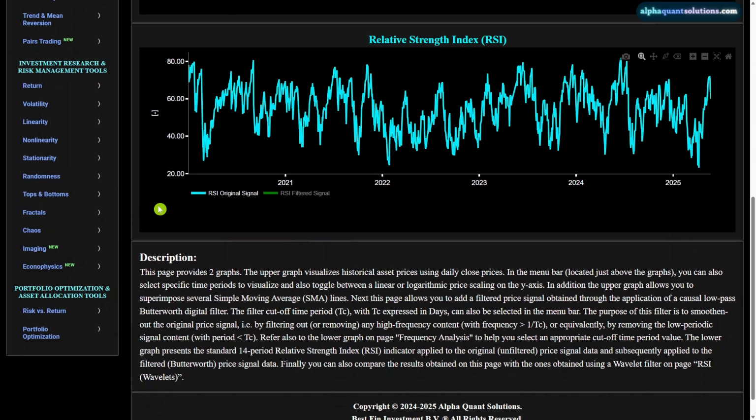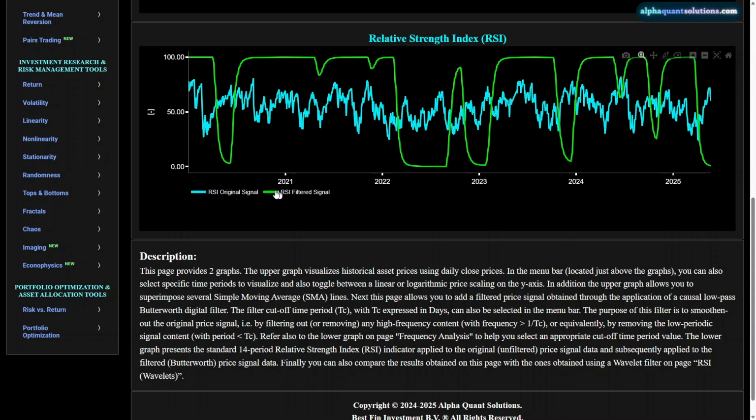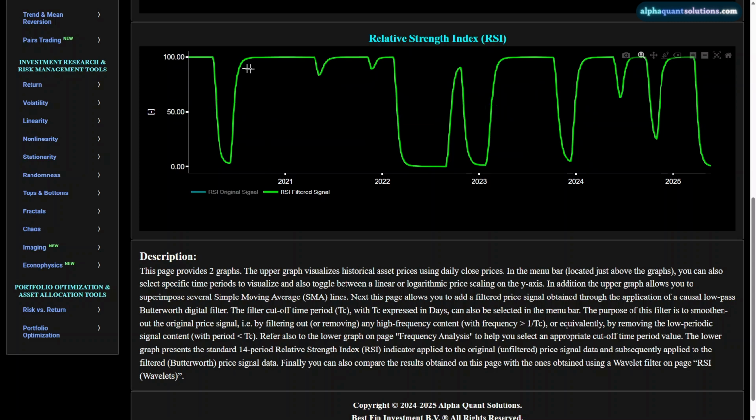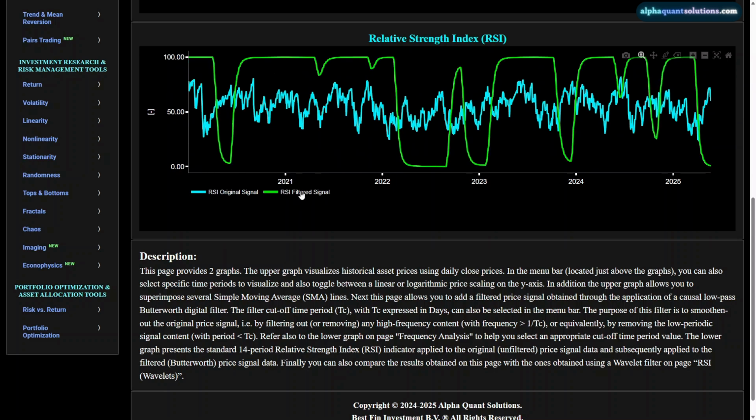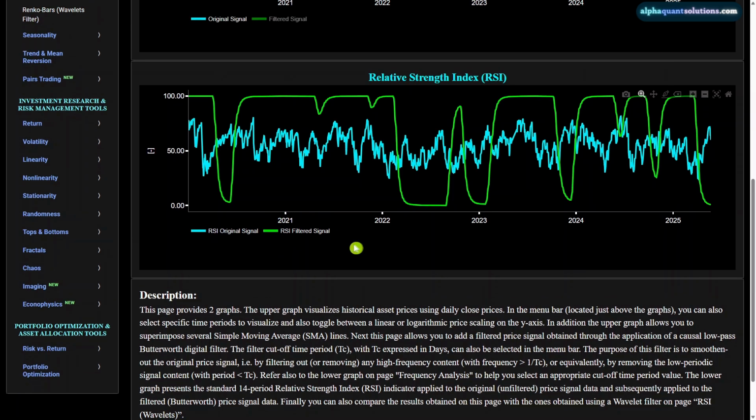Which RSI would you prefer, blue or green? So the green, that is smooth, more polished, a bit more stable, or blue, that is noisy, choppy, and volatile? Again, blue or green? Well, the answer is it depends, and this is what we will review in the rest of the video.